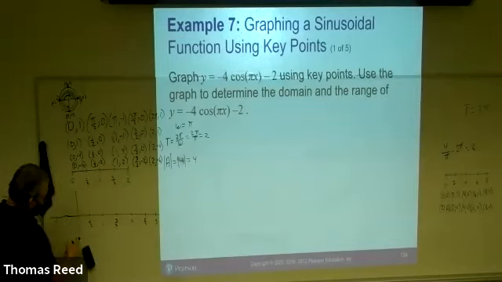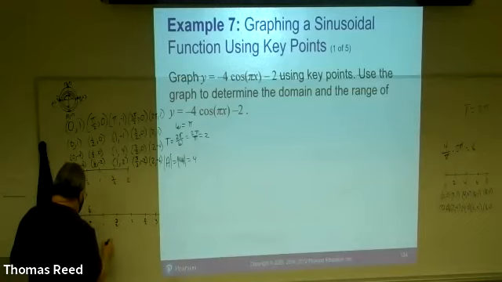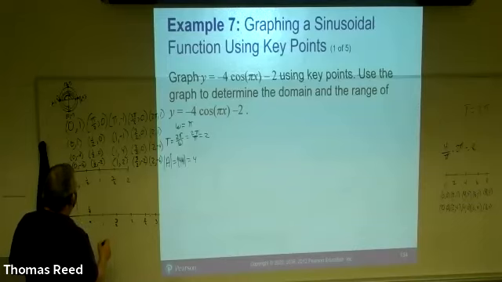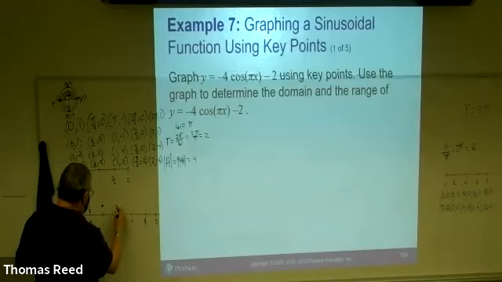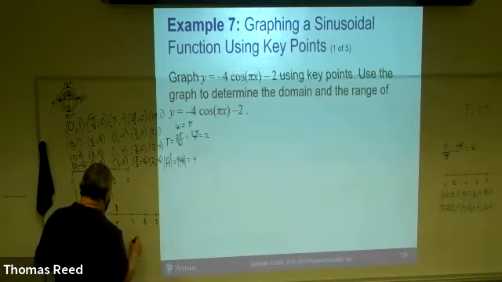And so at 0, it went down to -6. At 1/2, it's at -2. And at 1, it's at 2. So 1 is up here at 2. And at 3/2, it's at -2. And then at 2, it's back down to -6.